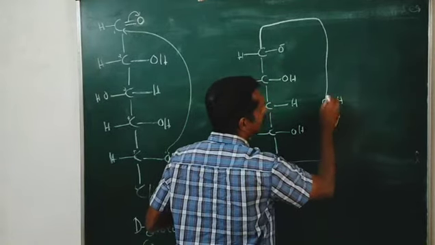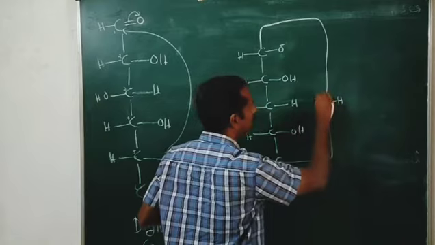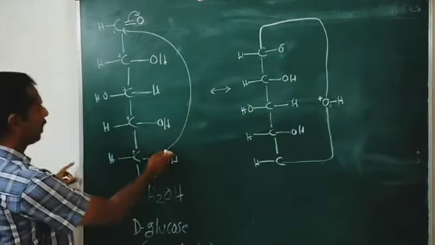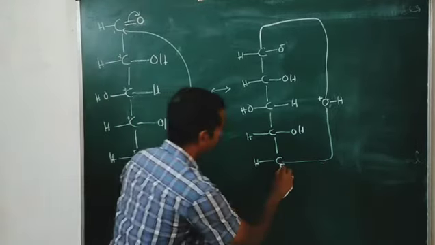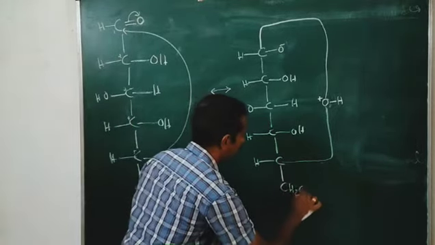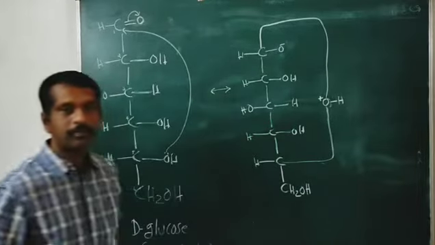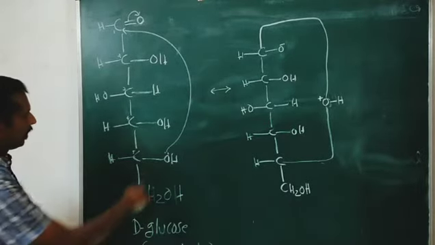Now oxygen is having 3 bonds. Of course, oxygen will get a positive charge because this pair of electrons is attacking this carbon, and you get a structure like this, and here it is CH2OH. Clear? So look at it here.